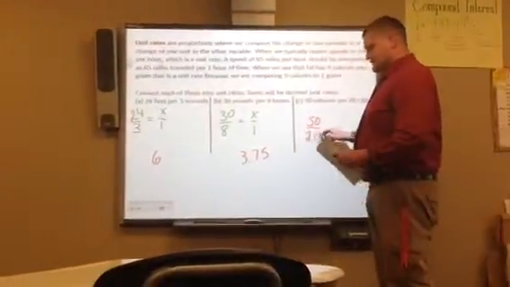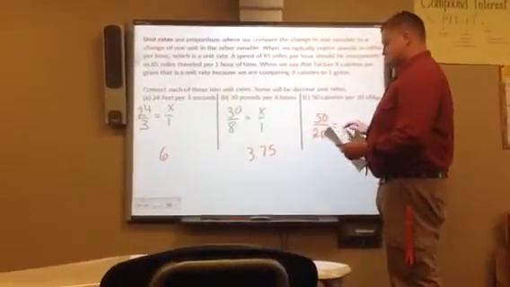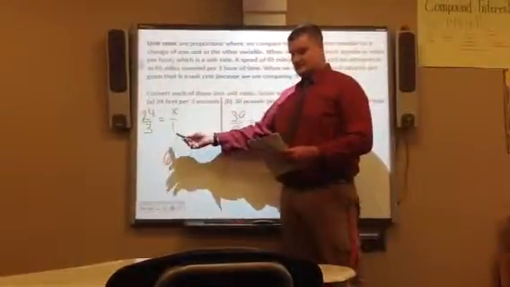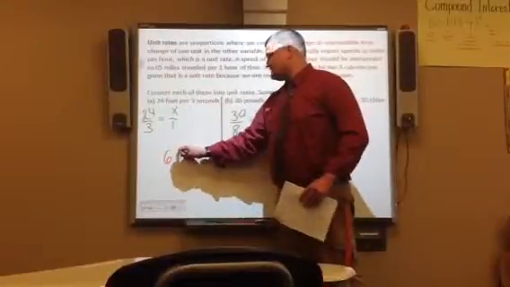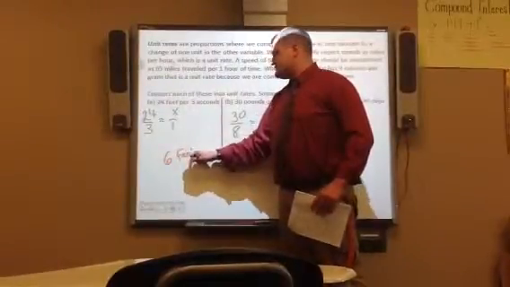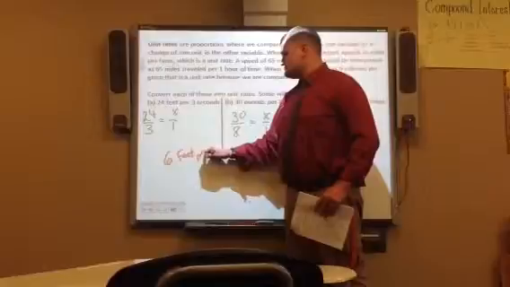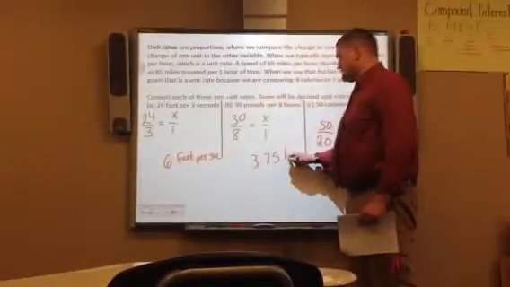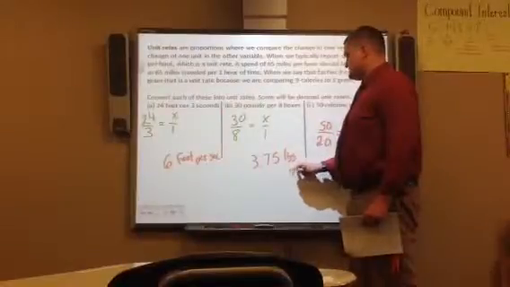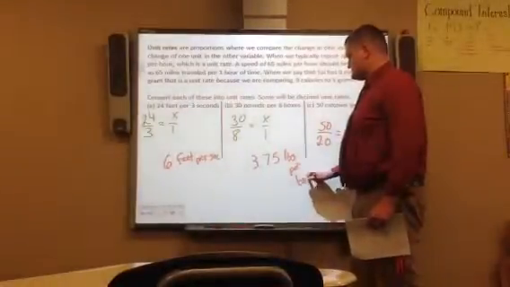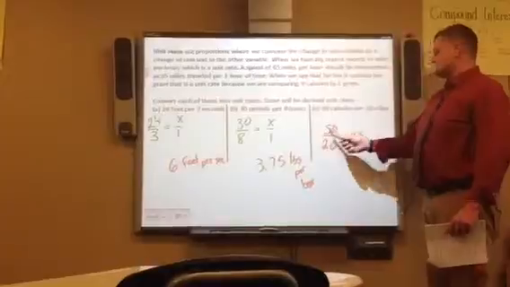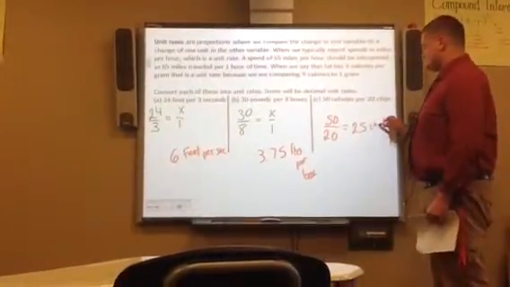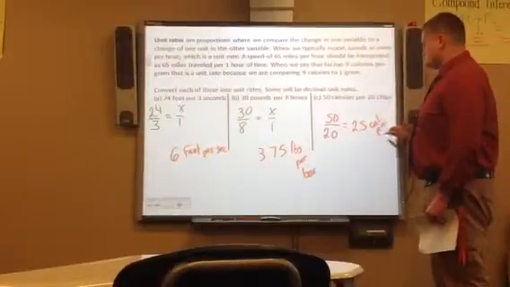So if you have these all set up and done, when solving this, you'll end up with 6, and our unit rate would be feet per second. Our unit rate here would be 3.7 pounds per box. And setting this one up would be 50 calories over 20 chips, so you'd end up with 2.5 calories per chip.